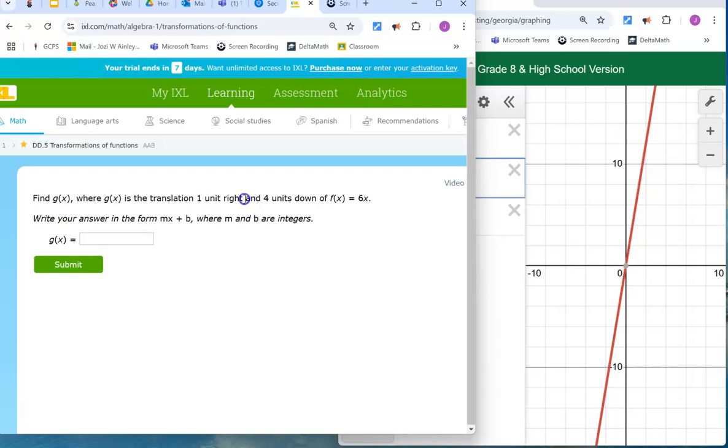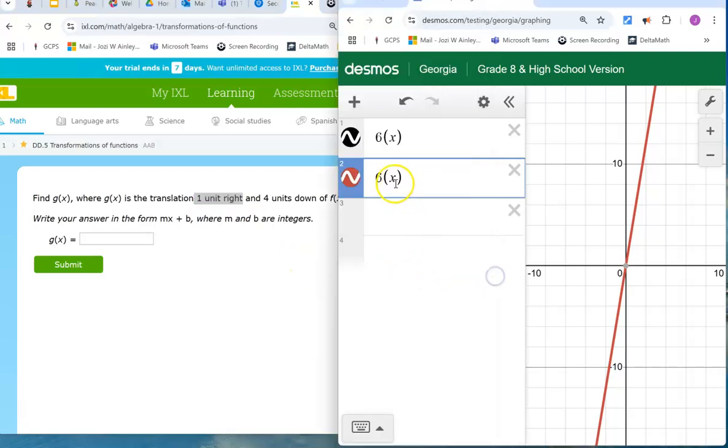All right, let's take it one at a time. 1 unit to the right. Okay, if I'm moving right, what axis am I going on? X. And x is opposite. So instead of me saying plus 1 because I'm going to the right, it's going to be opposite. So I'm going to say minus 1. So you can see, as soon as I did that, it moved 1 to the right.